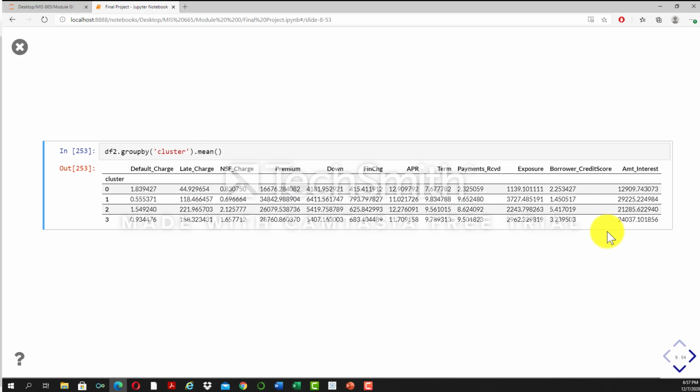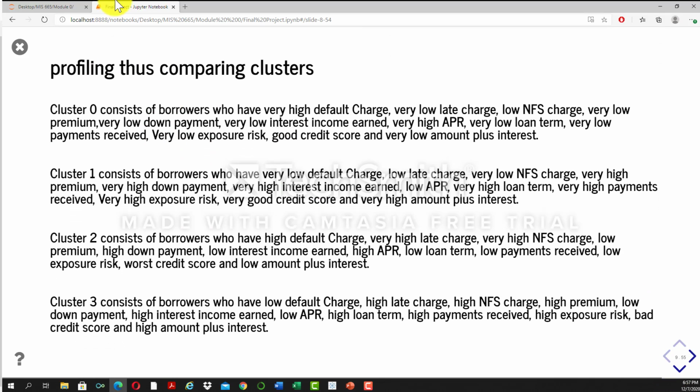So we have a mean right here. Then comparing clusters, we have cluster 0 having borrowers who have high default charges as compared to cluster 3, who have low default charge. They have low APR, but in cluster 0, they have very high APR. So this is how we profile our borrowers. Now we move to summary and recommendation.